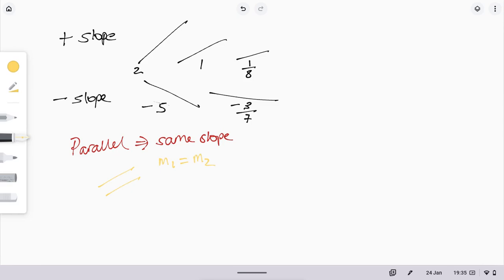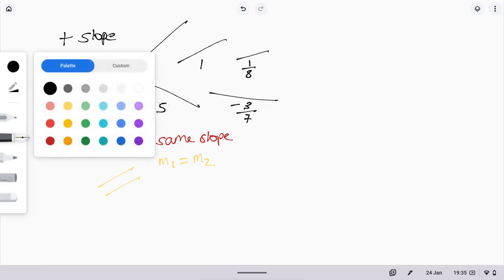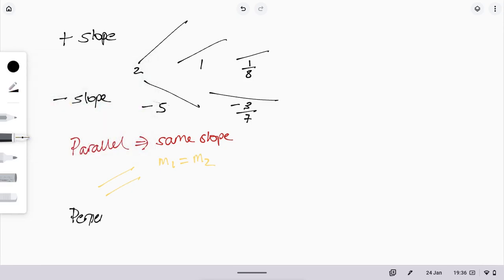Perpendicular, on the other hand, have opposite slopes, I would say, or they multiply to give minus 1. So m1 is perpendicular to m2 if they meet at right angles.